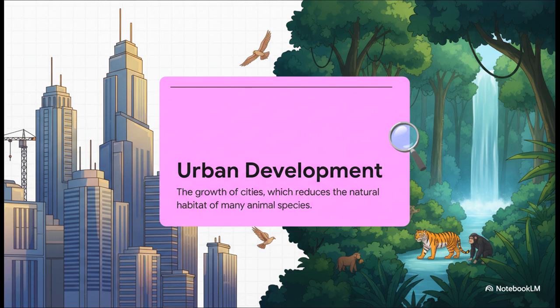Let's really lock in this key term, urban development. It's a very precise, academic way to talk about cities and towns getting bigger, and it directly connects human activity to the problem of habitat loss. So, for example, when a new neighborhood gets built right at the edge of a forest, that's urban development, and it can be totally devastating for the local wildlife.